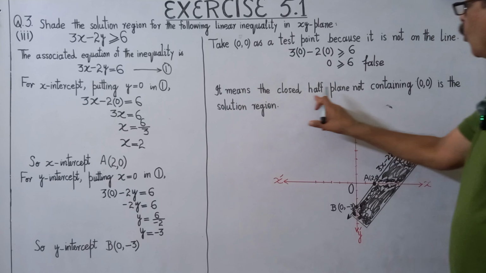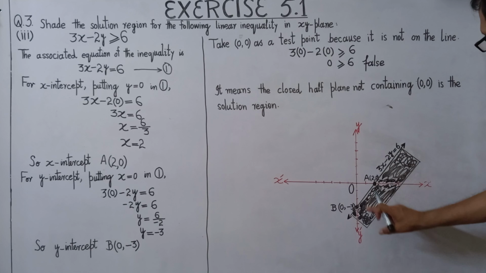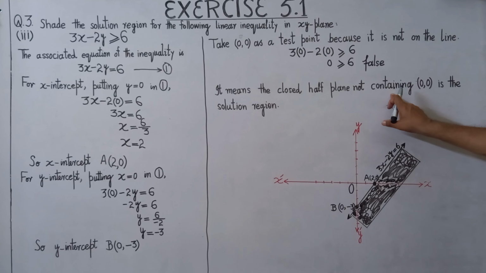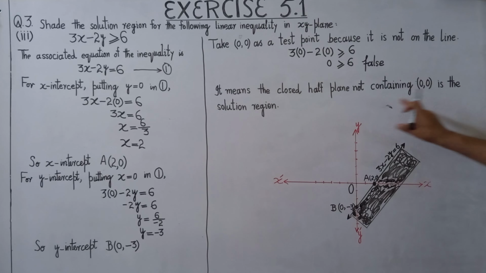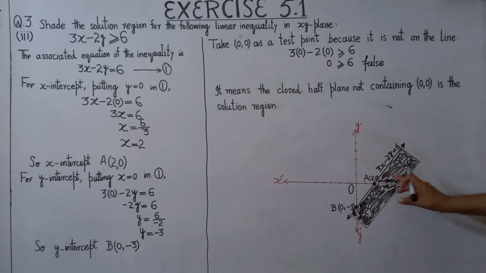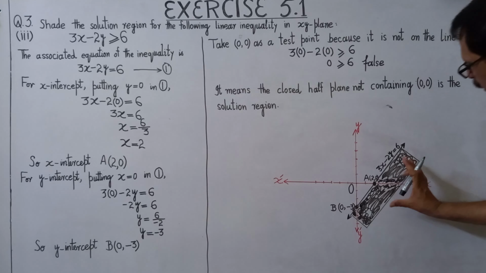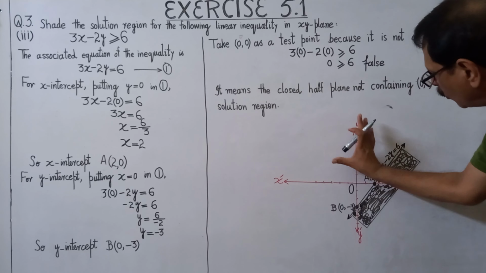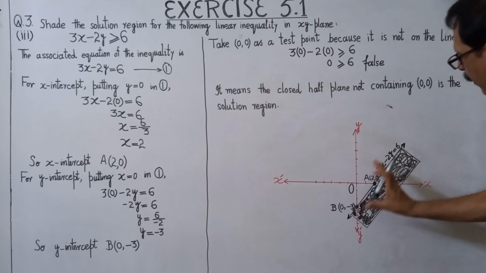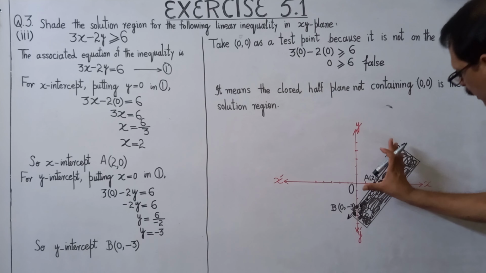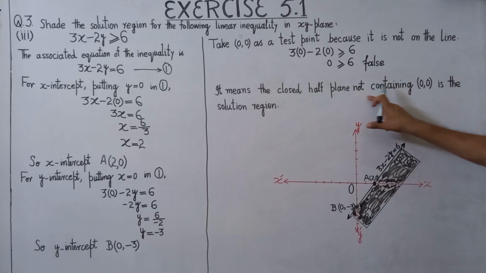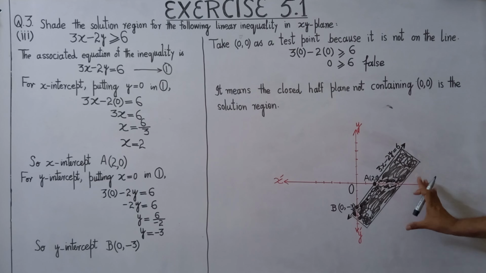It means the closed half plane not containing 0, 0 is the solution region. Not containing means that it is not towards origin, that is 0, 0. Instead, it is away. It means not containing 0, 0.